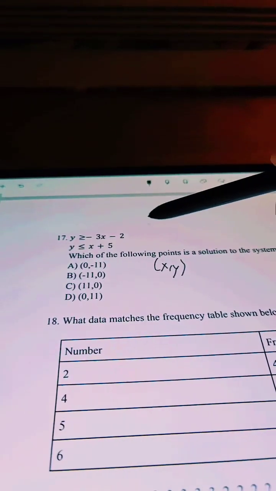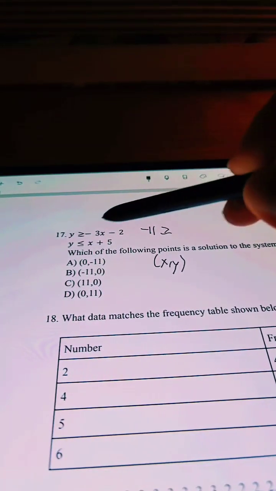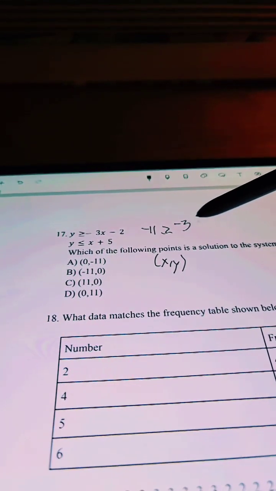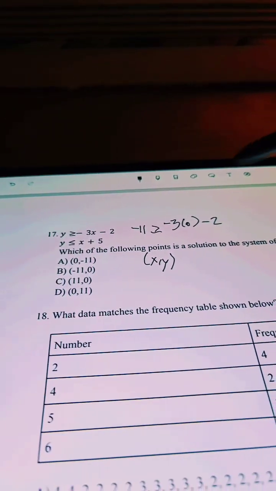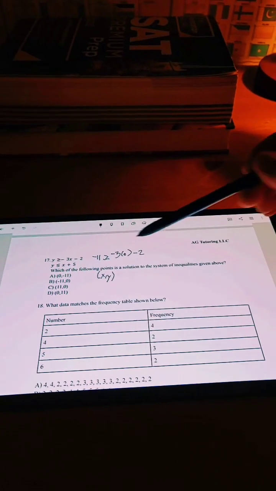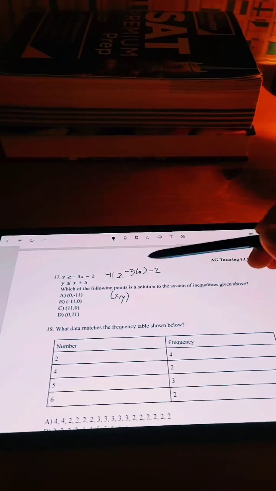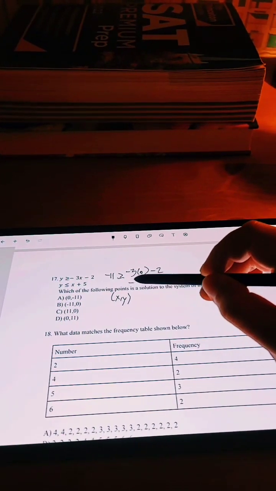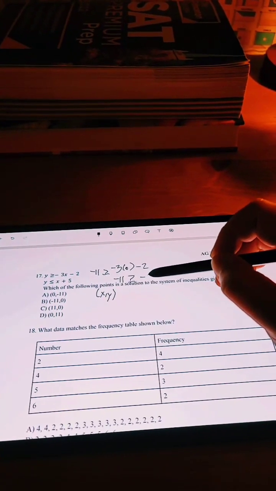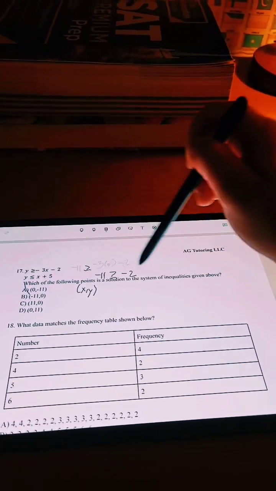So let's try testing out A now. So A says that our y should be -11, so I'm going to do it in the top one now. So -11 is greater than or equal to -3. If we're testing out A, then our x would be 0, and then -2. So it's saying that -11, the whole question just is asking us to find out which of these is the solution. So this is saying -11 has to be greater than, -3 times 0 is just 0, 0 minus 2 has to be greater than -2. That's not correct, so it can't be answer choice A.